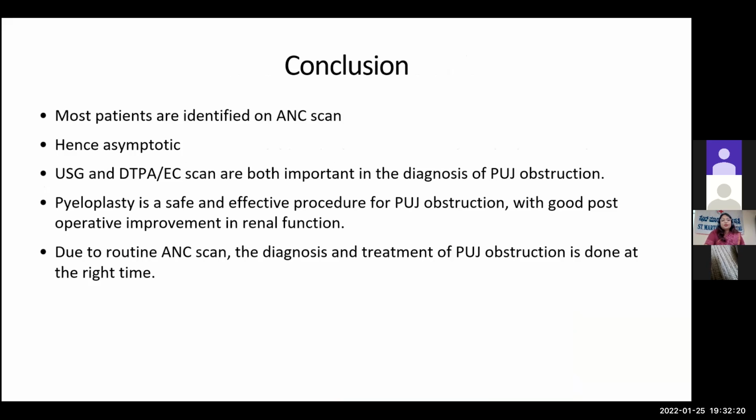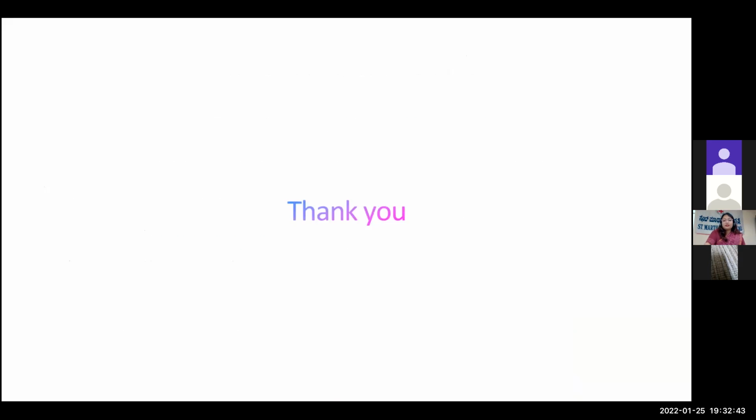Conclusion: most of the patients are identified on ANC scan and hence are asymptomatic. USG and DTPA scan are extremely important in the diagnosis and the decision to operate in a PUJ obstruction. Pyeloplasty is a safe and effective procedure with good post-operative improvement. Due to routine ANC scan, the diagnosis and treatment of PUJ obstruction is done at the right time. These are my references. Thank you.